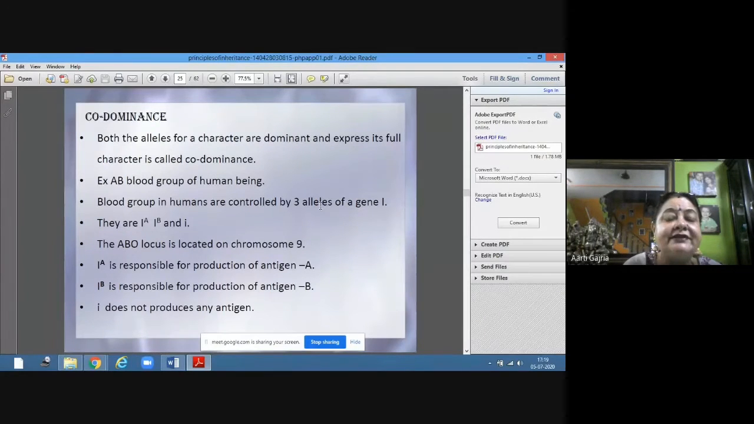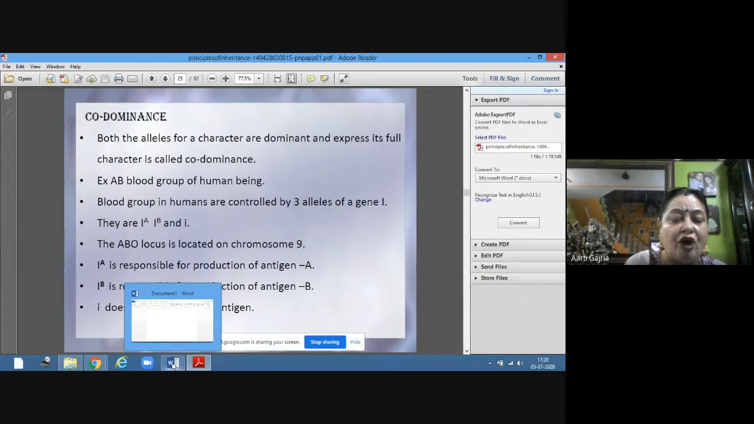Now, for this gene I, if IA and IB is the combination in any organism, the blood group is AB. That means A and B both are capable of expressing themselves. So this is called codominance, when both can express their full character. That is codominance. Now, before going further, first let me tell you how this blood group is formed in human beings.